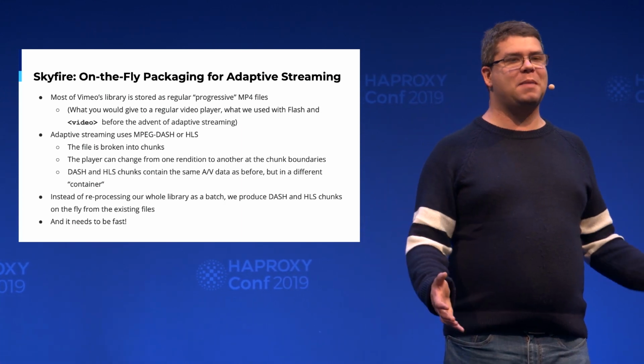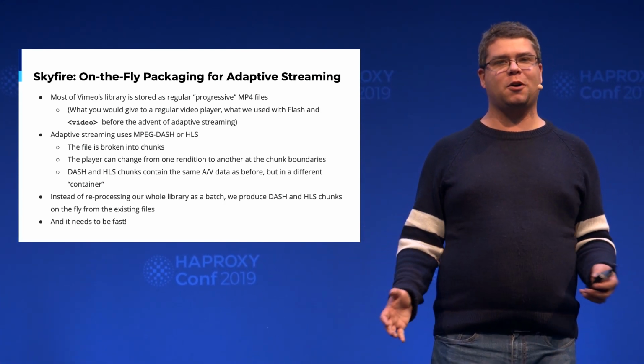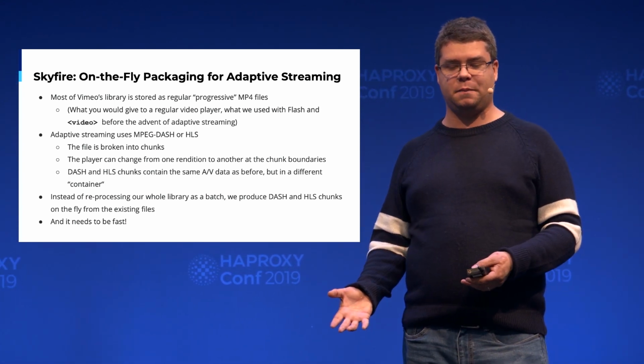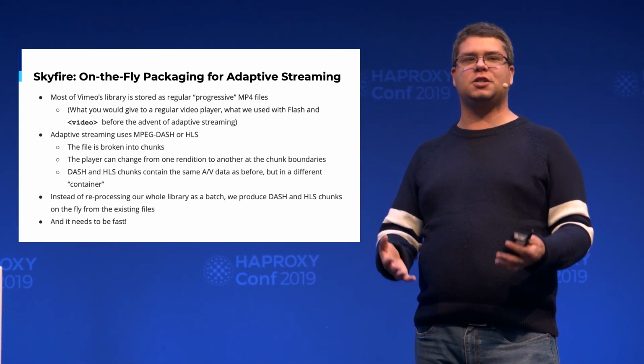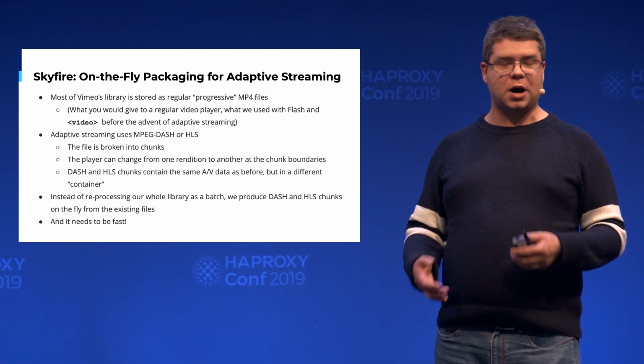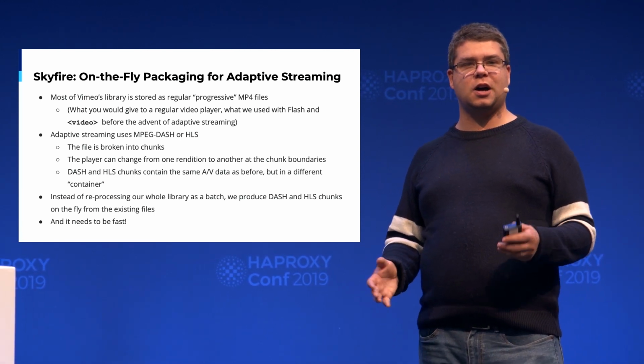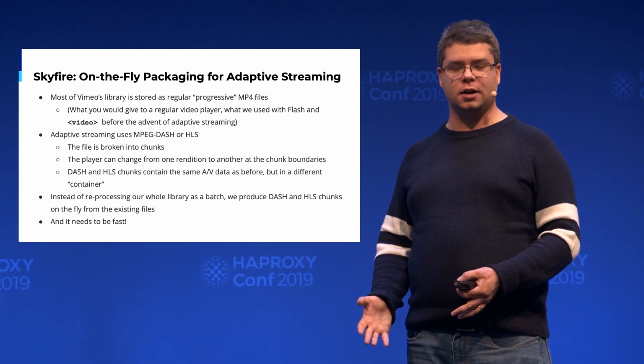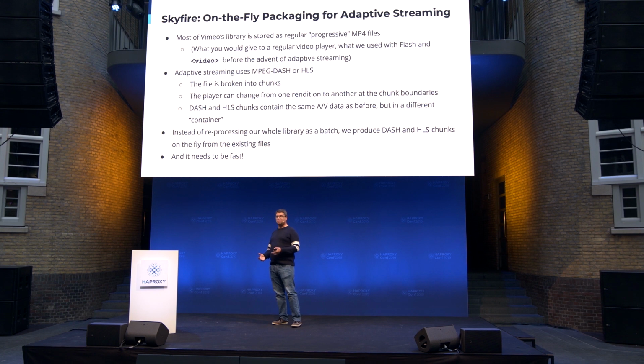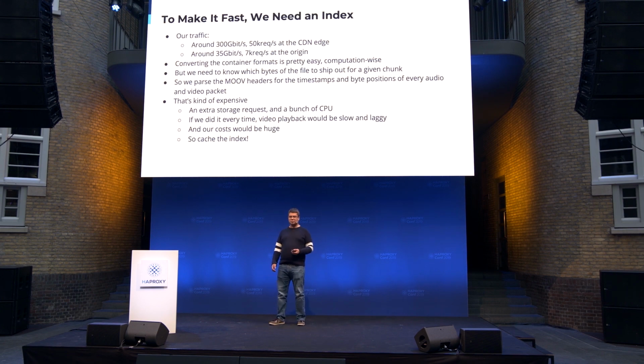If we had really, really massive resources, we could take our existing library of video files and reprocess them into DASH and HLS and just serve them as static files. But we don't have that kind of resources, so we actually make that conversion on the fly. And it needs to be fast because it is in the loop of video playback. The player is requesting the next segment of video, and it needs it now because it only has so much video in the buffer, and nobody likes when that little spinner goes buffering, buffering, buffering.